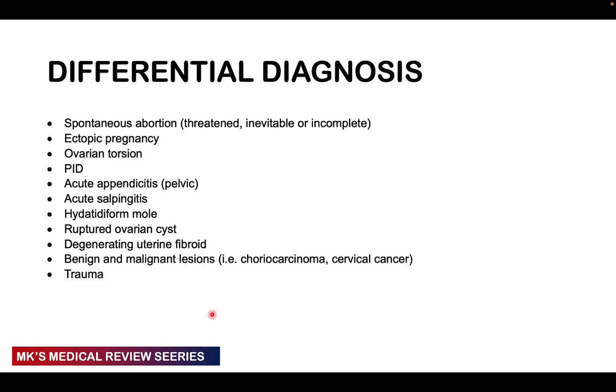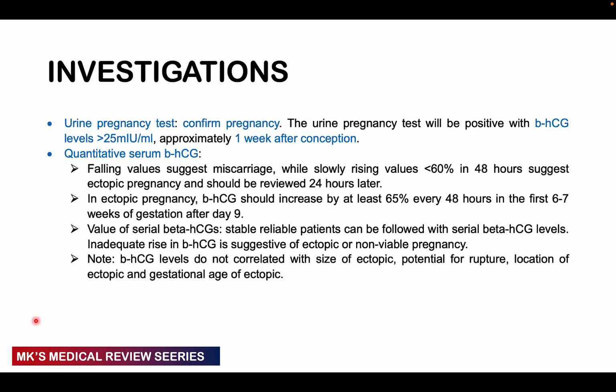What's our differential diagnosis? It could be a spontaneous abortion, whether threatened, inevitable, or incomplete. An ectopic pregnancy itself, obviously, because that's what we're discussing. Ovarian torsion, pelvic inflammatory disease, acute appendicitis, acute salpingitis, a hydatidiform mole, ruptured ovarian cyst, degenerating uterine fibroids, benign or even malignant lesions such as choriocarcinoma or cervical cancer, trauma.